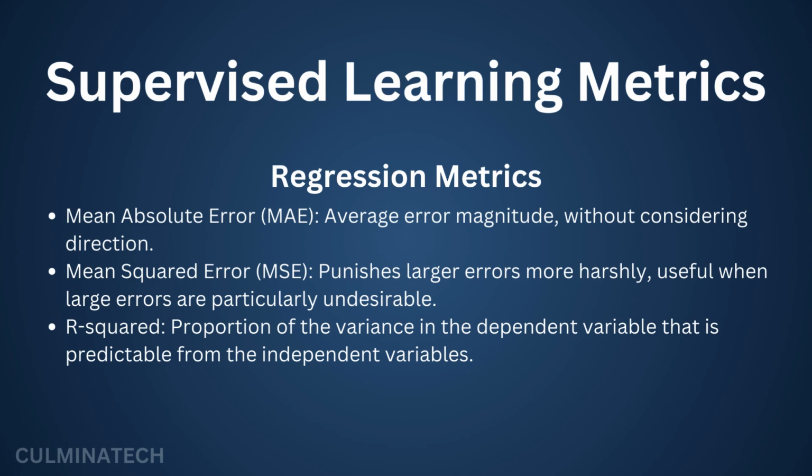Then we have R squared. It is the proportion of the variance in the dependent variable that is predictable from the independent variable. So it measures how well your predictions match the actual data. It's a way of seeing how much of the change in your data can be explained by a model. For example, if you are predicting students' test scores based on their hours of study, the R squared tells you how much of the differences in their scores can be explained by the hours they studied. So that is the regression metrics.